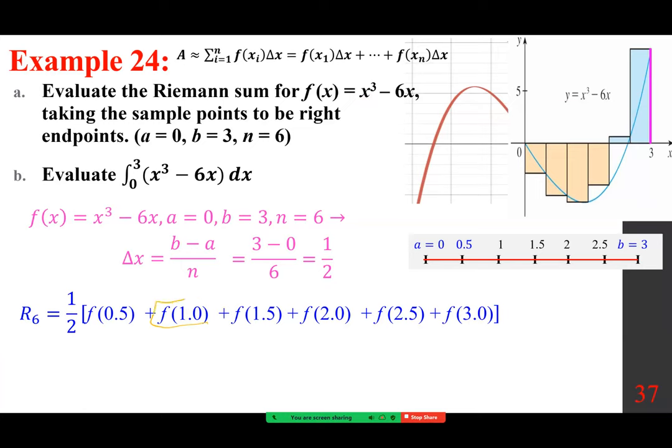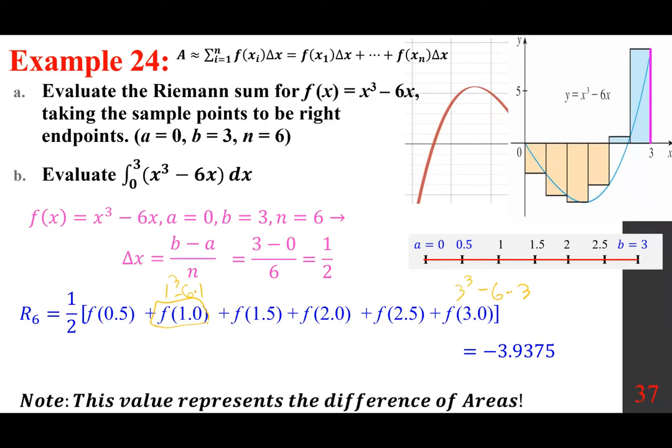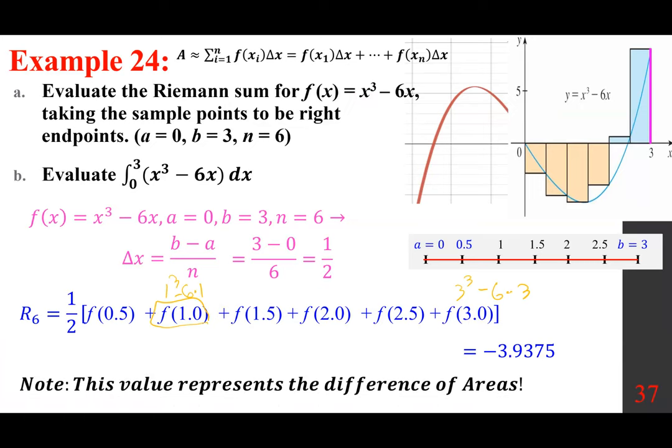So what is f of 1? That would be 1 cubed minus 6 times 1. Okay. If I want f of 3, it would be 3 cubed minus 6 times 3. Okay, and so on and so forth. We end up with negative 3.9375. And note this value represents the difference of areas. That's why it's negative, everybody. That's why it's negative.